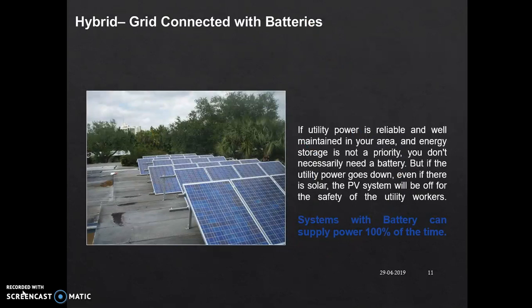This hybrid grid connected system with batteries is the third type of system. If utility power is reliable and well maintained in your area and energy storage is not a priority, you do not necessarily need a battery. But if the utility power goes down, even if there is sun, the PV system will be off for the safety of utility workers. Here, systems with a battery can supply 100% of the time, that is, at day and at night, during sunny or cloudy days. So basically, we can rely on the hybrid grid connected system for supply of energy.